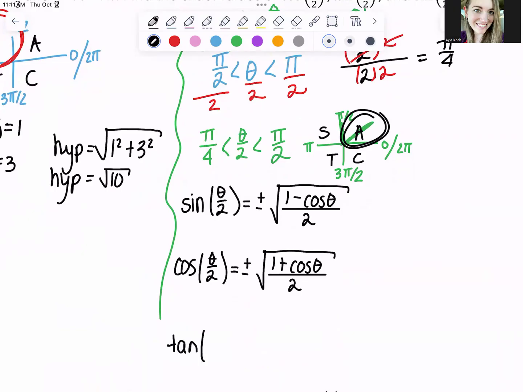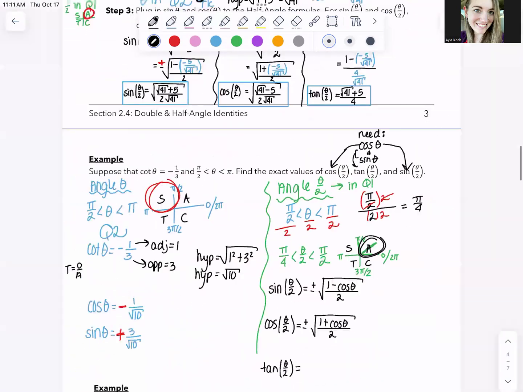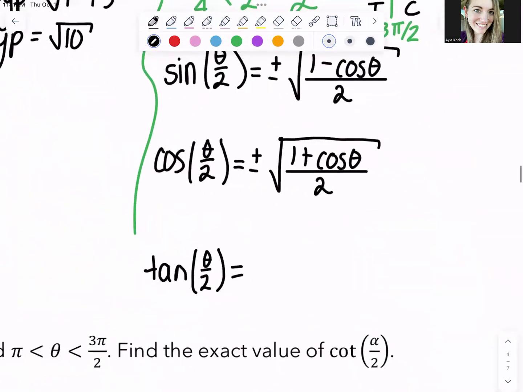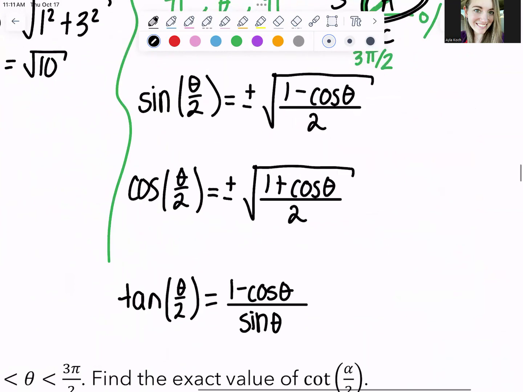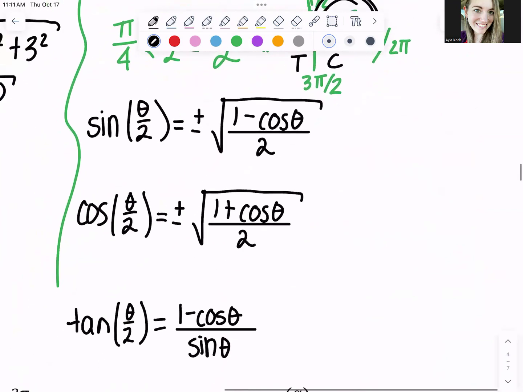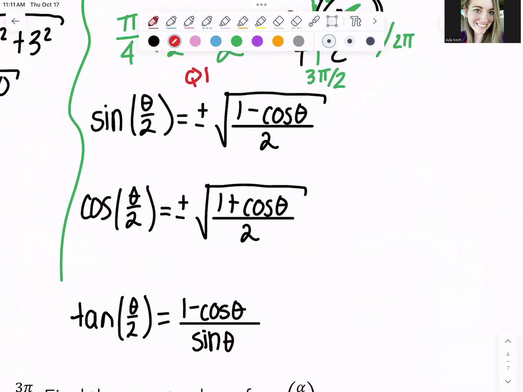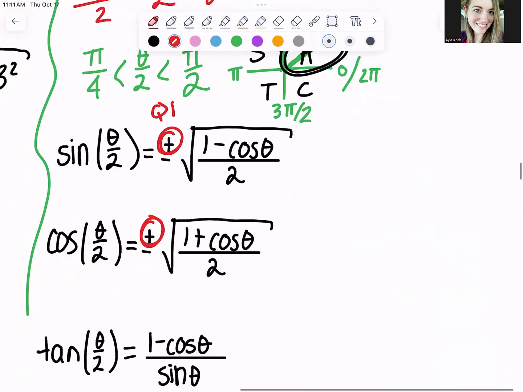And tangent of theta over 2 is, again, the one I just don't have memorized: 1 minus cosine theta. I should be able to memorize that. 1 minus cosine theta over sine theta. And you don't have to choose a sign on this one. Because we're in quadrant 1, that means that both of these are going to be positive. Sine and cosine are both positive.